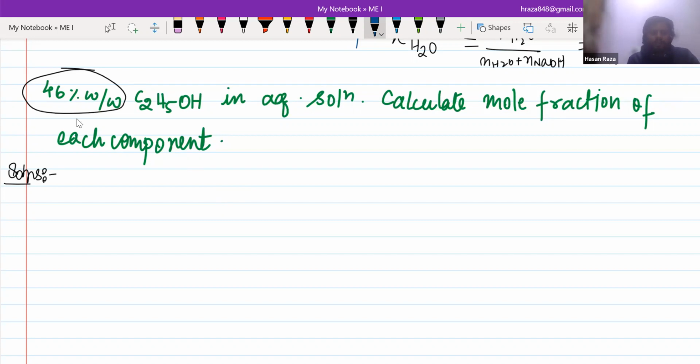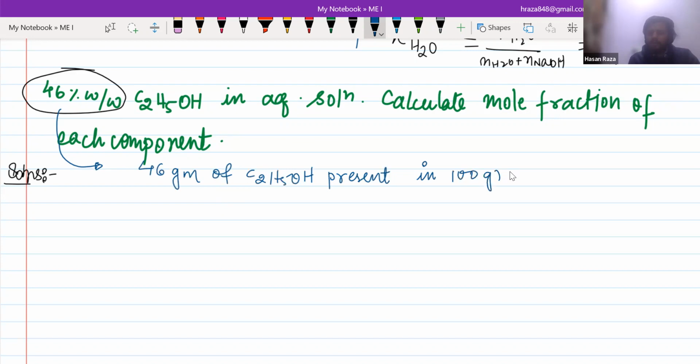First of all, 46% weight by weight. What does it mean? It means 46 gram of solute. That means 46 gram of C2H5OH present in 100 gram solution. And you used 100 gram, right? 100 gram of solution. Now, this is your given. We need to calculate mole fraction of each component. There are two components. One is C2H5OH and another is H2O, right? Yes or no, Sakina? Yes, sir.